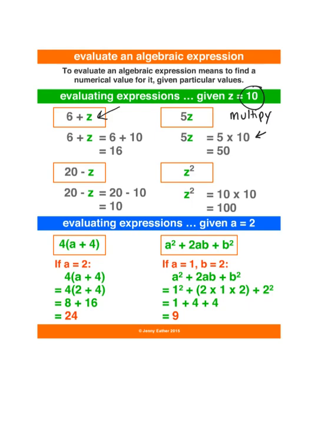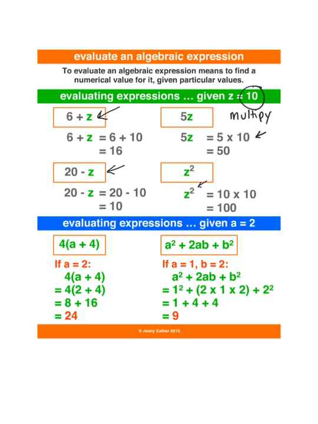20 minus z, this is a subtraction problem. So you're going to place the 10 in for the z. 20 minus 10 is indeed 10. And the last one is an exponent. Your base is the z, your exponent is 2, or z to the second power. So remember, exponents mean you multiply the base that amount of times. So on this problem, you're going to take 10 times 10.